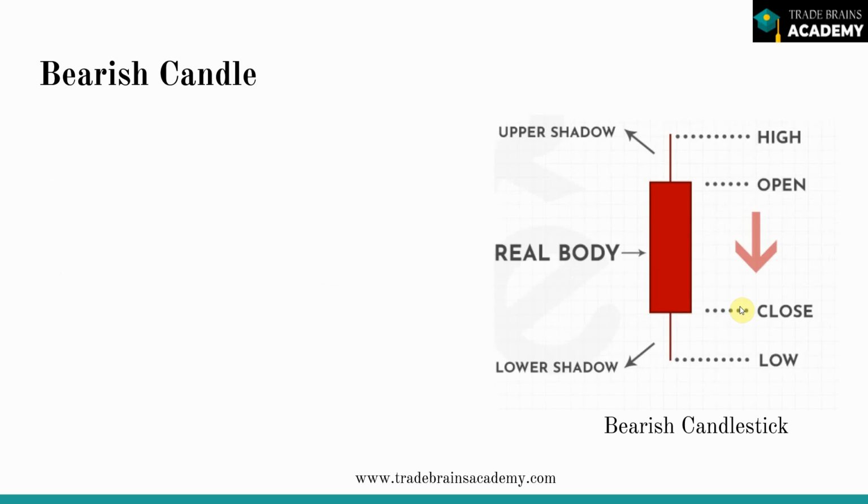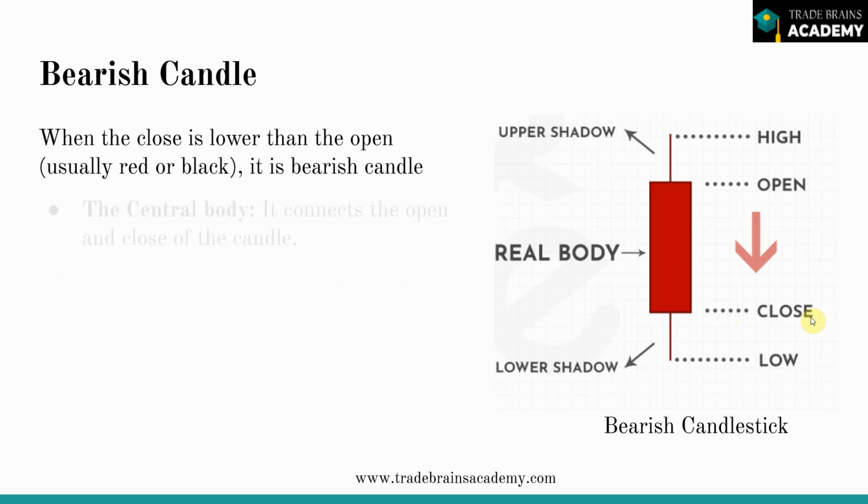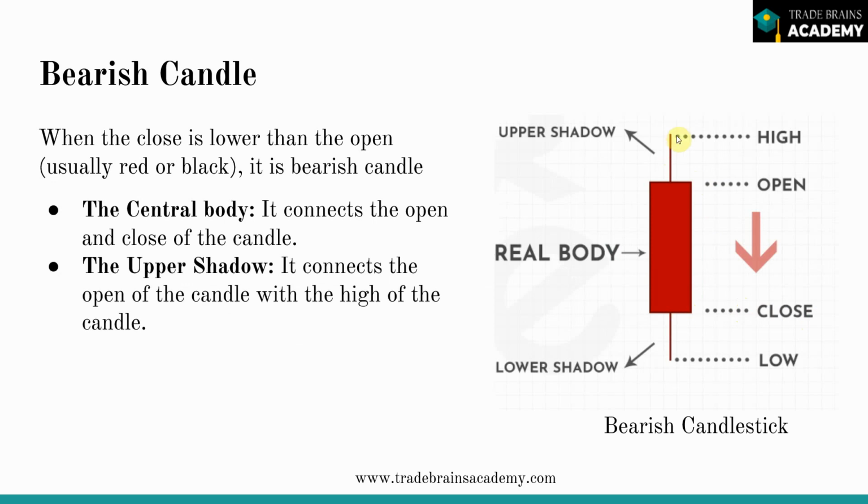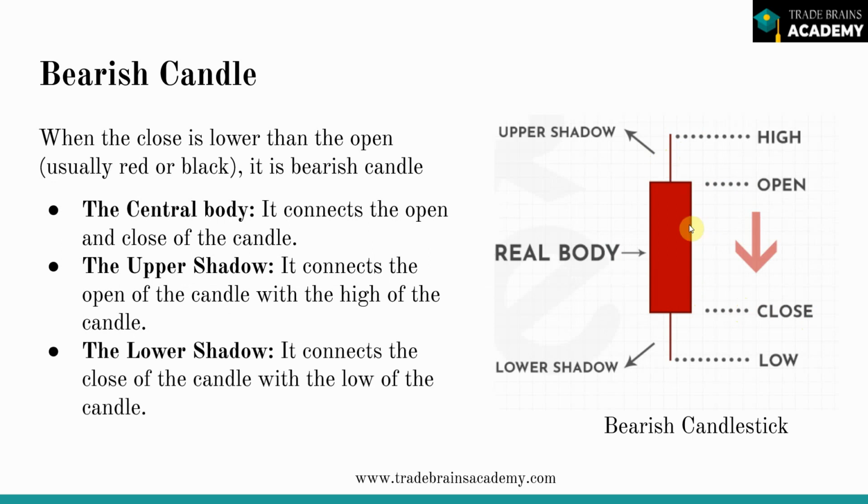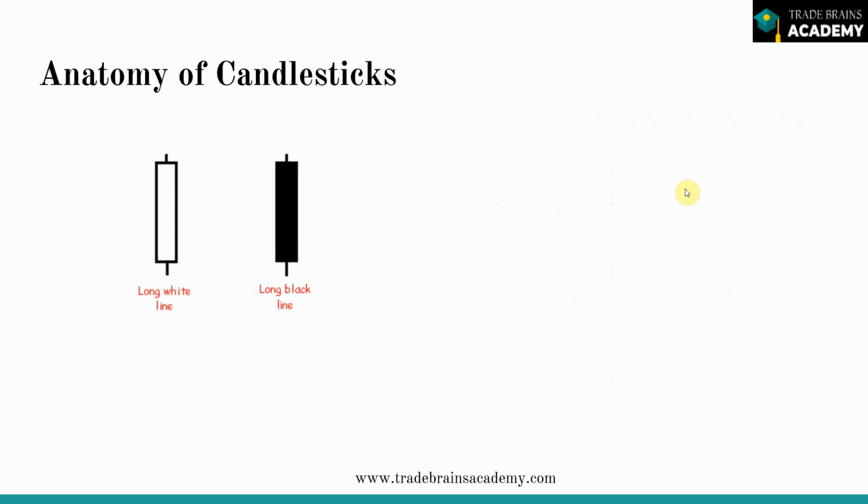Now, how does a bearish candle look, and what are its components? A bearish candle is generally red by nature or black by nature, and the central body connects the open of the candle to the close of the candle. The upper shadow connects the high of the candle to the open of the candle, as plotted by us on this picture here. And the lower shadow connects the close of the candle to the low of the candle. So these wicks are the shadows of the candle, and the central body is green for a bullish candle and red for a bearish candle.